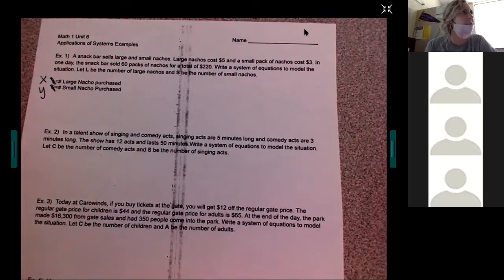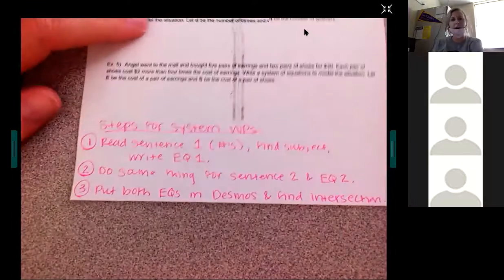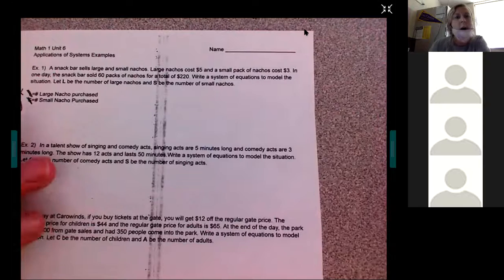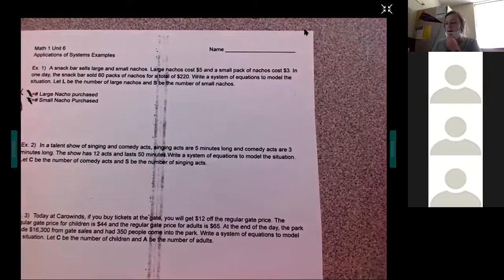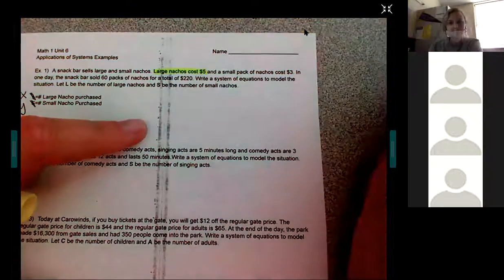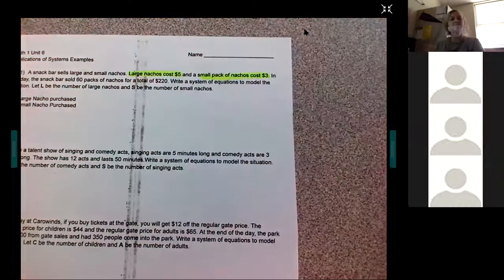We're not there yet. We haven't written the equations. Follow your steps. Step 1, we write equation 1. All right. A snack bar sells large and small nachos. So everybody listen. Here's our first sentence. Large nachos cost $5. Small nachos cost $3. What is the subject?